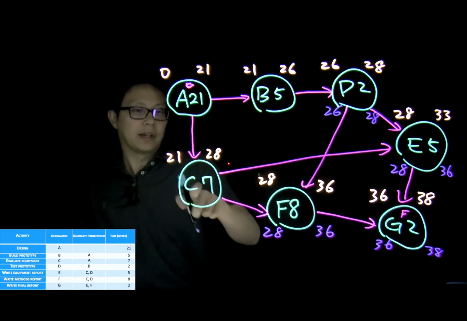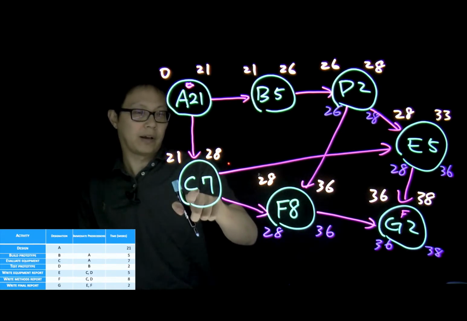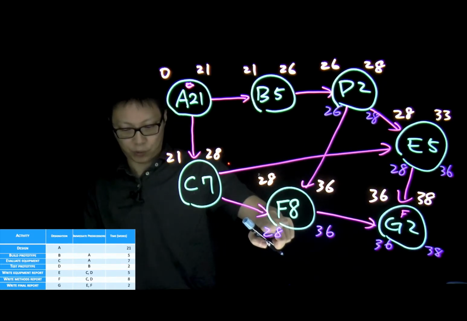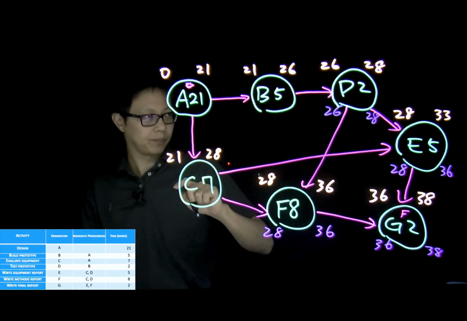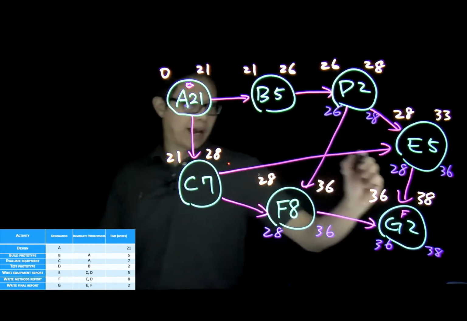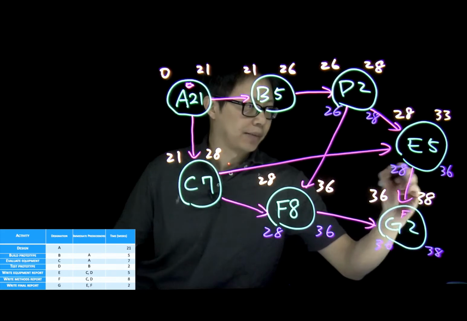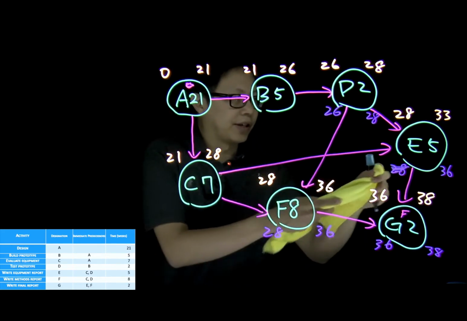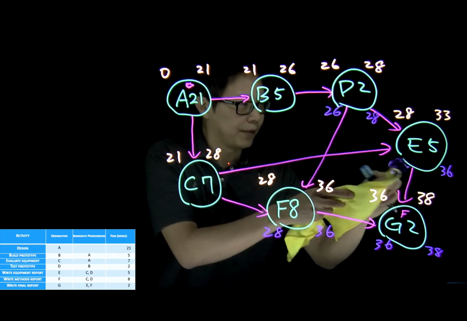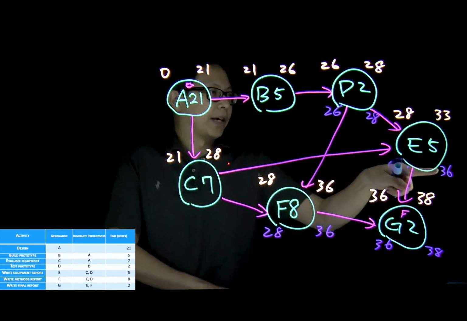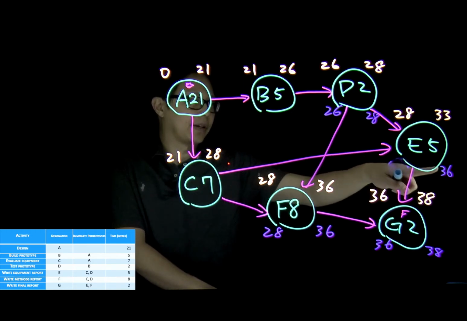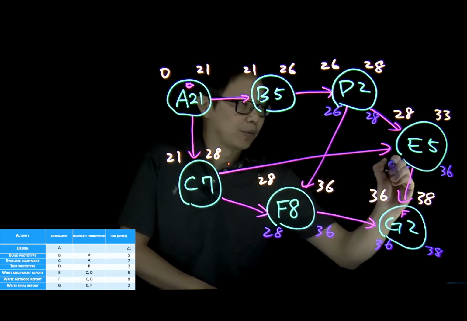C needs to be done before we start to work on E and before we start to work on F. There's a typo here. This is not 28. This is actually 36. Sorry about that. Let me erase it. Because we need to finish E at time 36. 36 subtract by 5, it will be 31.